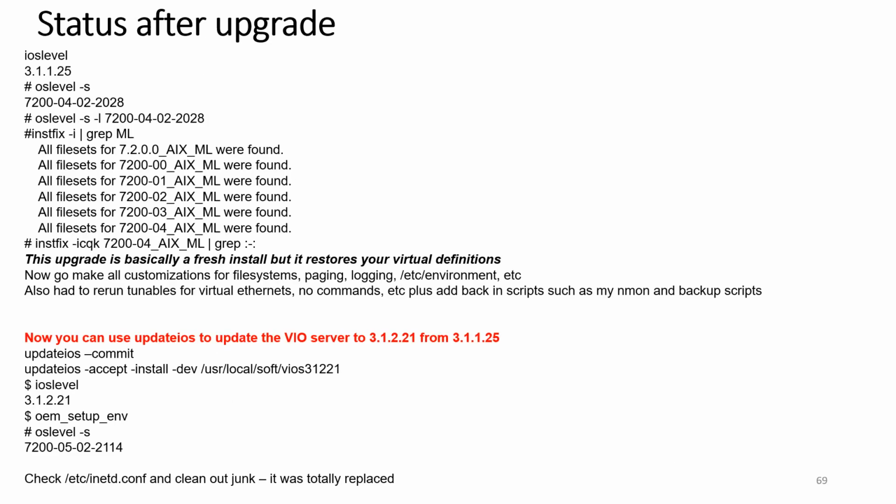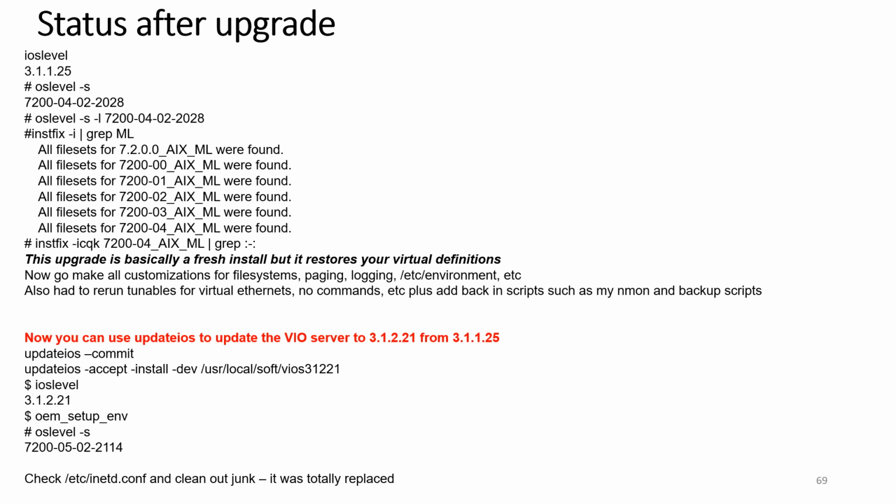After the upgrade, you should see an ioslevel. In my case, it was 3.1.1.25, and then I do the various commands to make sure I'm not missing any filesets. It's a completely fresh install, but it does restore your virtual definitions. So you still have to go through it if you've added logging file systems, if you've modified paging, if you've made changes to the /etc/environment or /etc/profile, if you've set any tunables, which I always do, that all has to be redone. If you have backup scripts for nmon or taking backups or anything, those all have to be re-added.